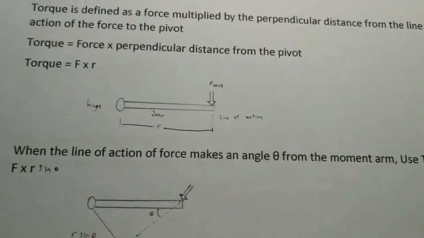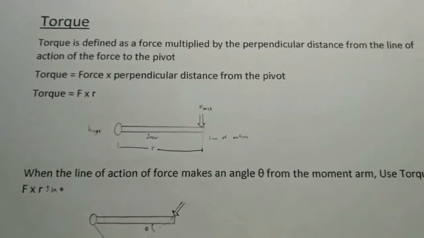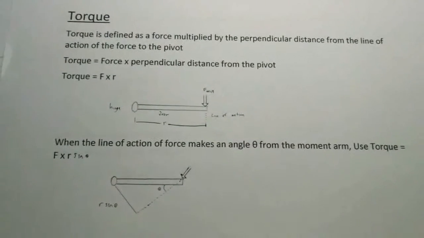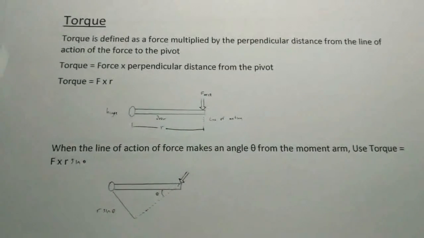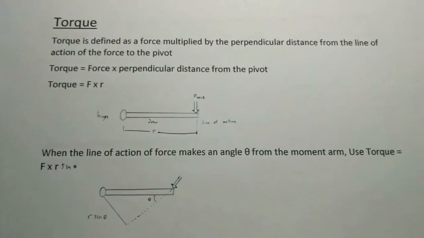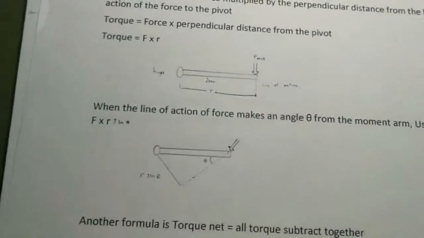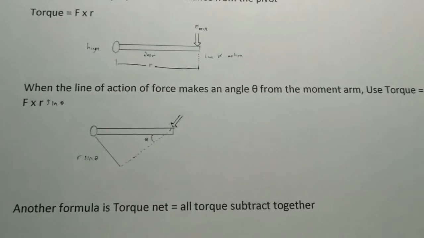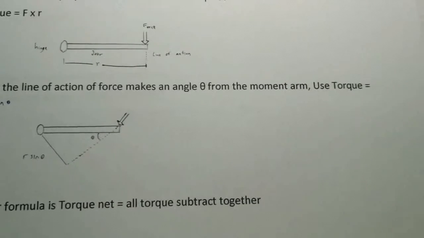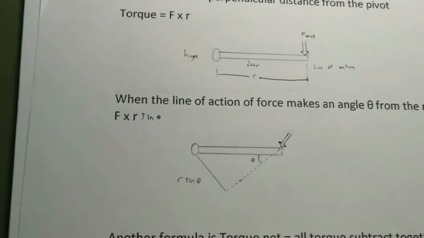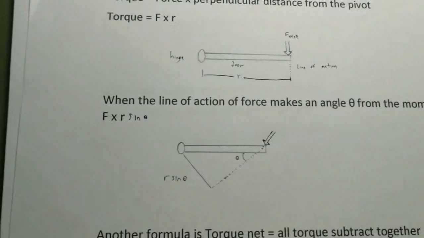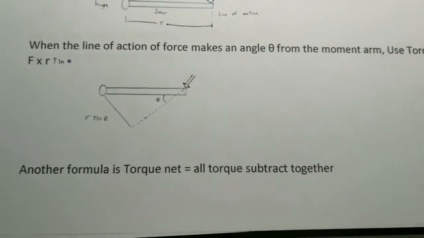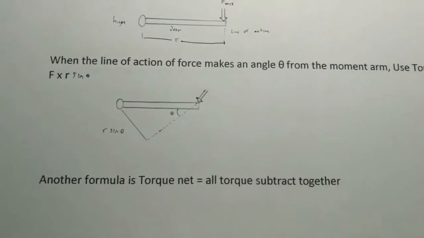Torque is defined as a force multiplied by the perpendicular distance from the line of action of the force to the pivot. Torque equal to force times perpendicular distance from the pivot. When the line of action of the force makes an angle theta from the moment arm, use torque equal to F times distance times sine theta. Another formula is net torque equal to all torques added together.